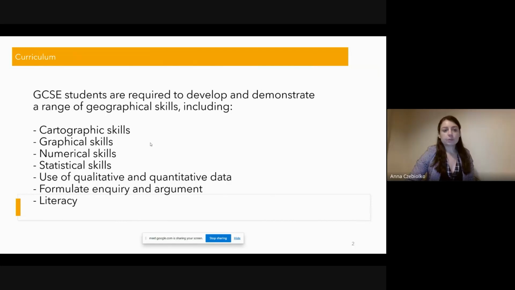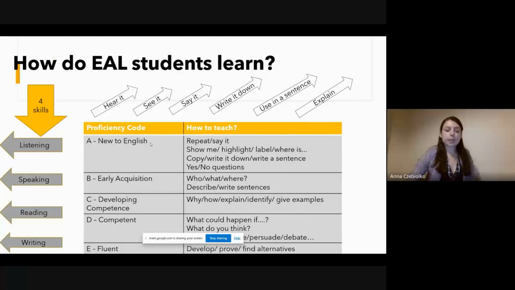So, as we know, the GCSE curriculum for geography requires quite a lot of skills: cartographic, graphical, numerical, statistical. The use of data, students need to formulate inquiry and argument, and they also need to be advanced at literacy. So there are quite a lot of skills to learn. But how do EAL students learn?